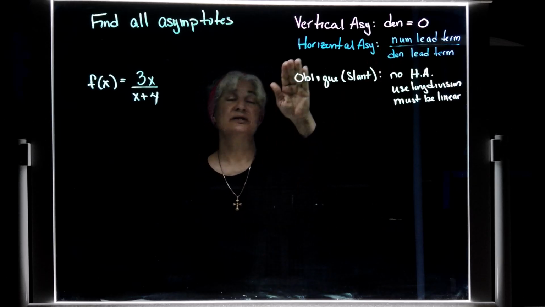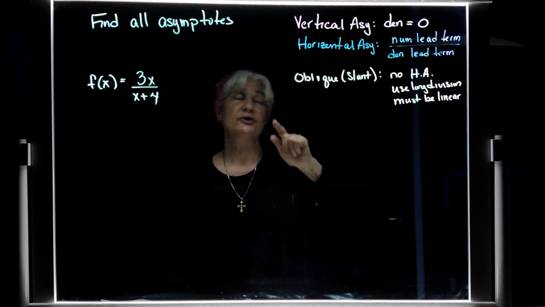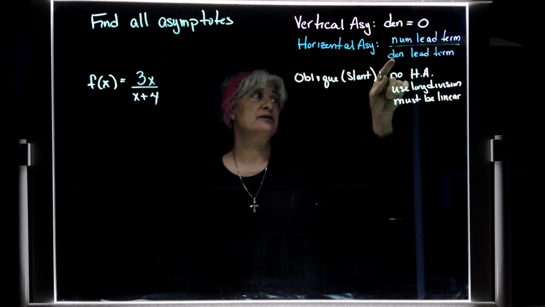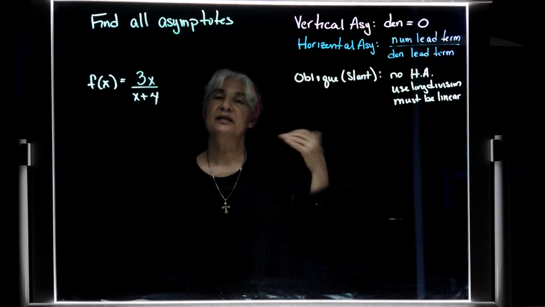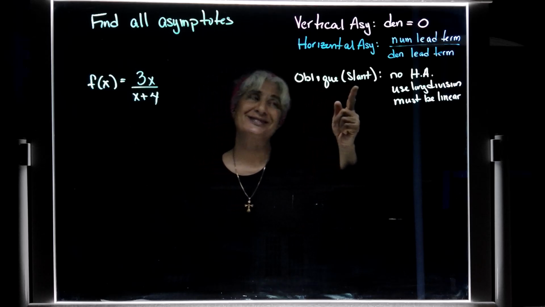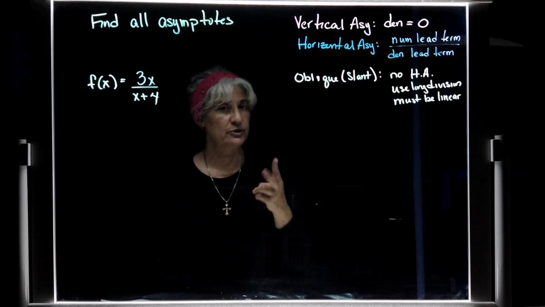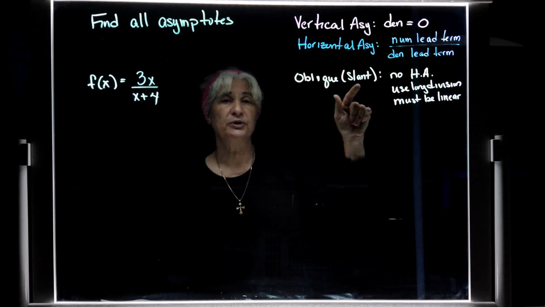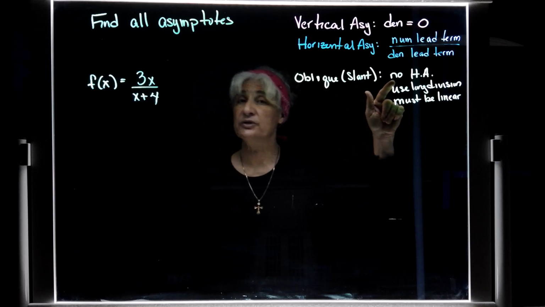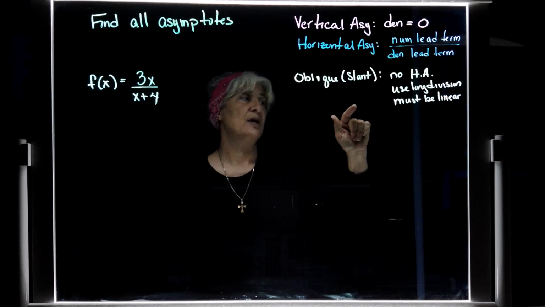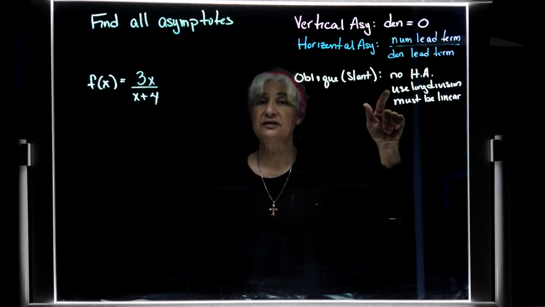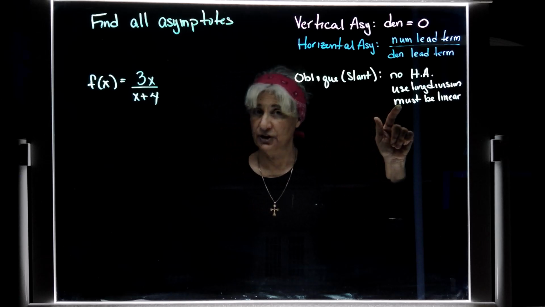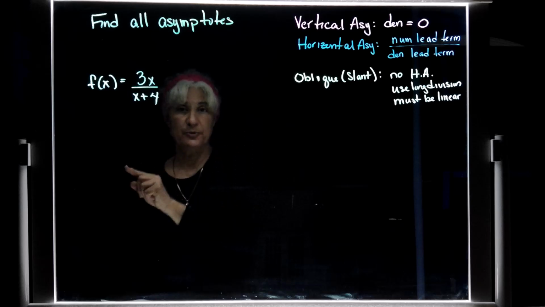The second asymptote is the horizontal asymptote. We are going to look at the numerator's lead term divided by the denominator's lead term. And then last but not least is the oblique or slant asymptote. Those two words are interchangeable, so just FYI. We look for an oblique or slant asymptote when there's no horizontal asymptote. We have to use long division to find the oblique or the slant asymptote, and it must be linear. Good? Okay, so let's put these into practice over here.